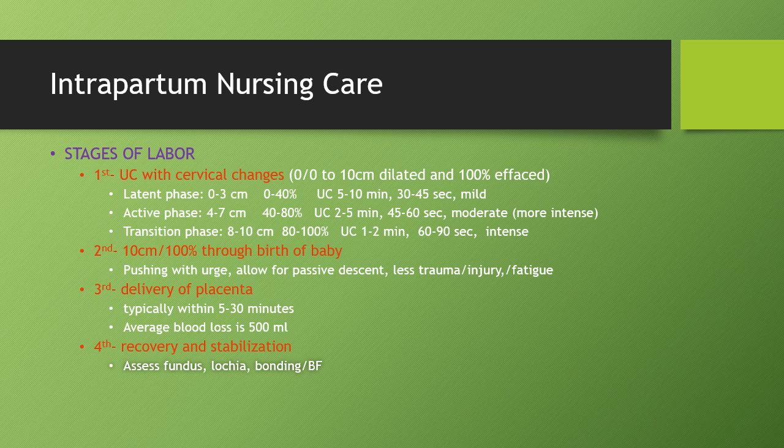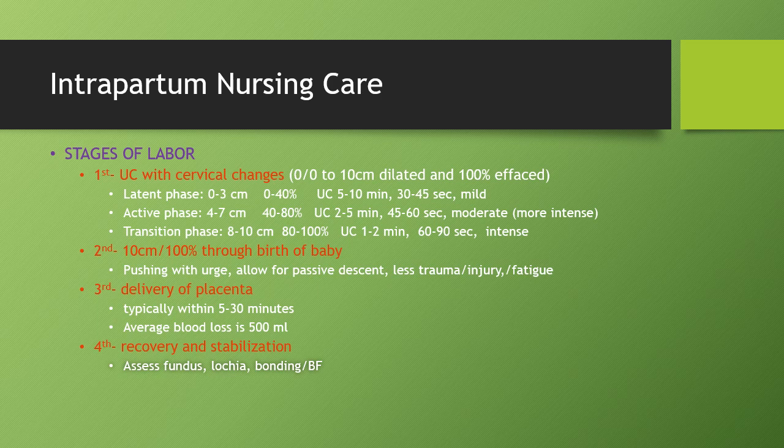So during the first stage of labor, this is the onset of true labor until the person reaches 10 centimeters dilation and 100% effacement. We go through these 3 phases. For a primipara, or the first time the person is delivering, this is usually the longest stage, and it can last about 12 hours.